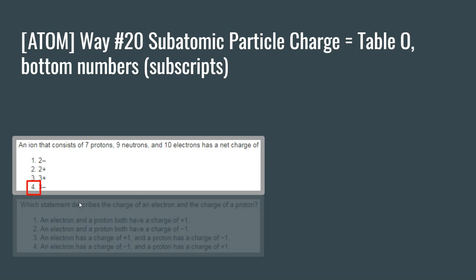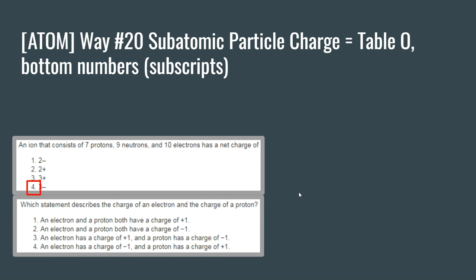Let's try another problem. Which statement describes the charge of an electron and the charge of a proton? Once again, to look up charges, you can always use Table O. Go ahead and look at that and see if you can figure out the answer. Okay, an electron has a charge of negative 1. Beta particles have a charge of negative 1, and protons have a charge of positive 1. These are indicated by the bottom number subscript on Table O.